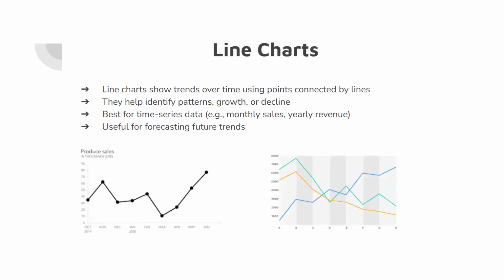So line charts. Line charts show trends over time using points connected by lines. They help identify patterns, growth, or decline. This is best for time series data, so for example, monthly sales or yearly revenue. And it's also useful for forecasting future trends, so like in the future.